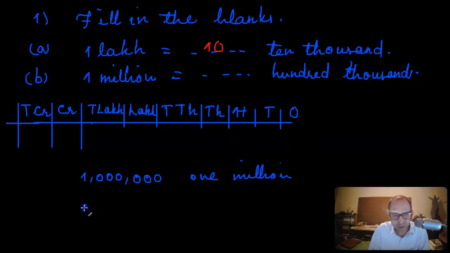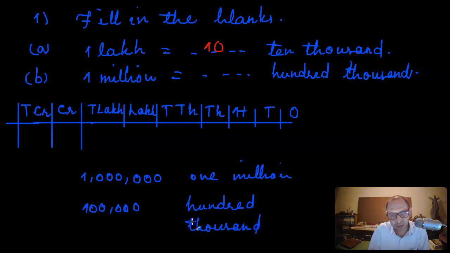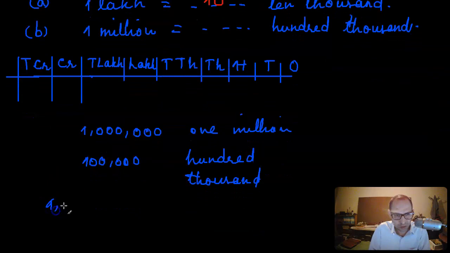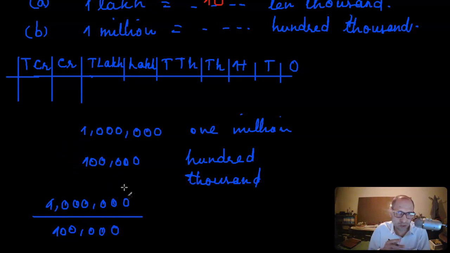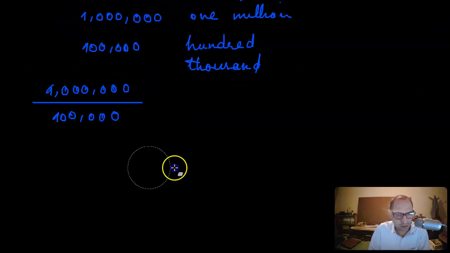right? And 100,000 is this number over here. So now, you want to know how many hundred thousands there are in 1 million. And of course, the answer is 10, because you can see that 1 million is 10 times 100,000. If you cannot see it already, you can write 1 million over here, divided by 100,000, and then do simple long division to see how many hundred thousands there are in a million.